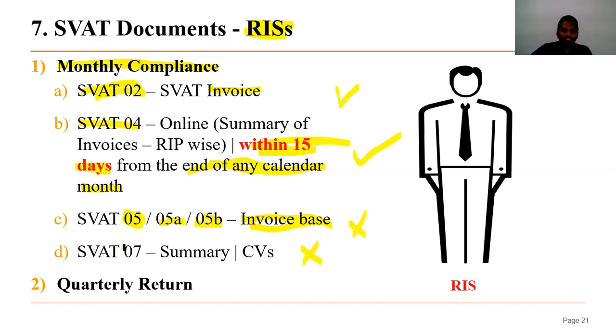SVAT 7 is the other document, a summary based on the credit vouchers that we need to update and upload to the IRD system within the next month, by the end of next month. That means, let's say January is the taxable period for SVAT. Before the end of February, you are required to upload to the system.